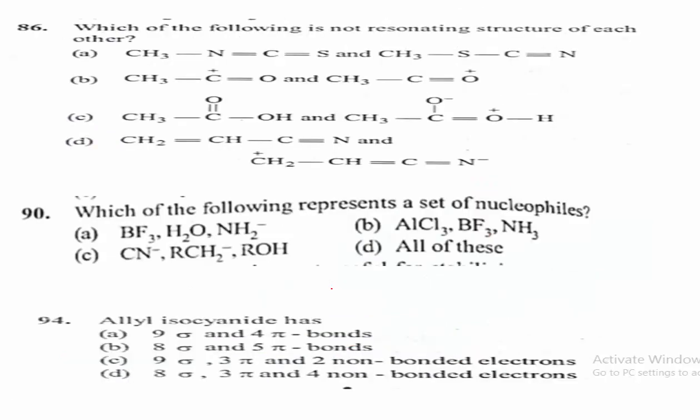Next, question number 56. Which of the following is not a resonating structure of each other? Okay, students, you know what resonance structures are. Resonance structures means both contain isomers or compound structures with the same molecular formula. Is it right? Yes. But when you observe the given options, these resonance structures are also called canonical structures or hypothetical structures. But when you write the resonating structures, you cannot change the position of an atom.